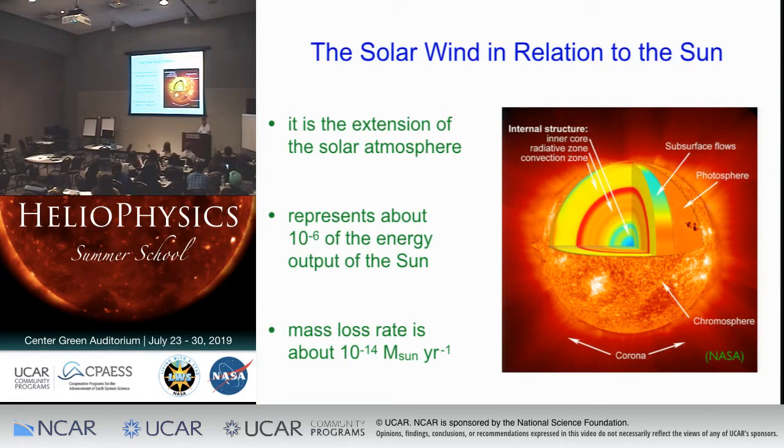The solar wind doesn't carry a ton of energy in comparison to the electromagnetic radiation. It's about 1 part in 10 to the 6th of the sun's total energy output. The mass loss rate carried by the solar wind is about 1 part in 10 to the 14th of the sun's mass per year. So at the current rate of mass loss, the solar wind is not going to carry away a big part of the sun's mass over its expected 10 billion year lifetime. The sun, of course, later on is going to enter a different stage of evolution, which will have a stronger wind and outflow, and mass loss will become more important, but that's a story for another time.